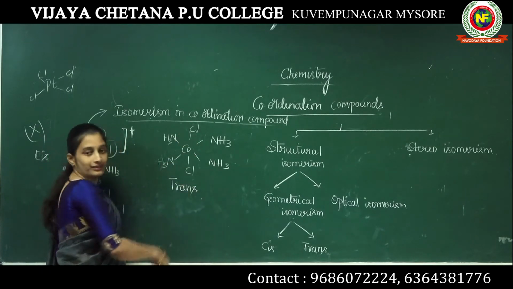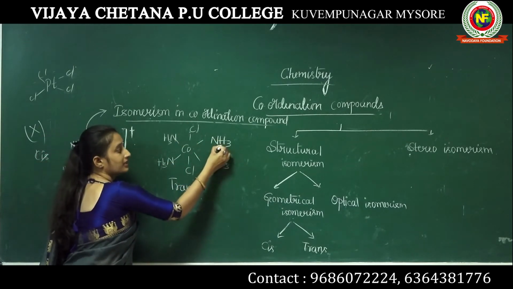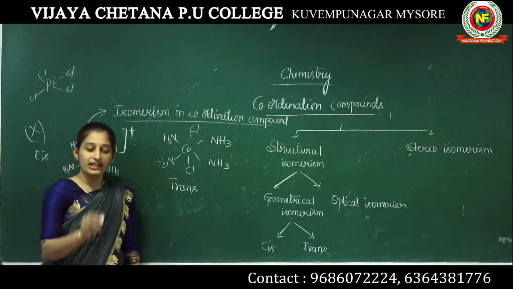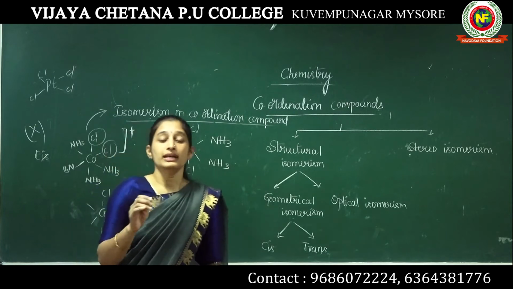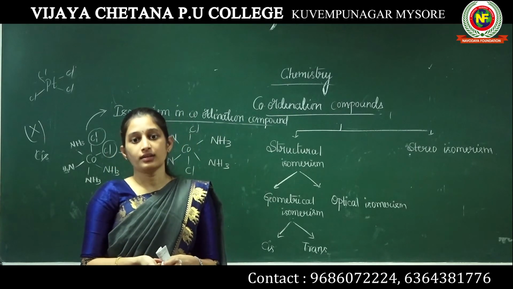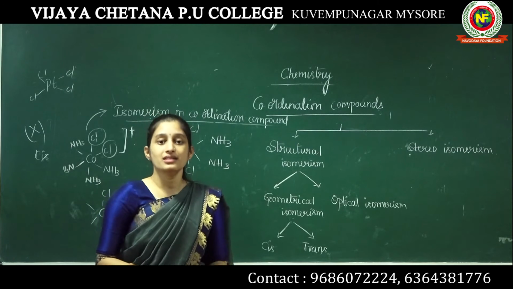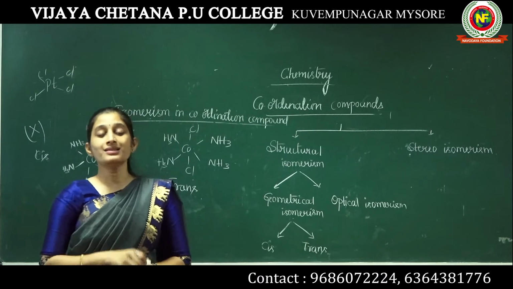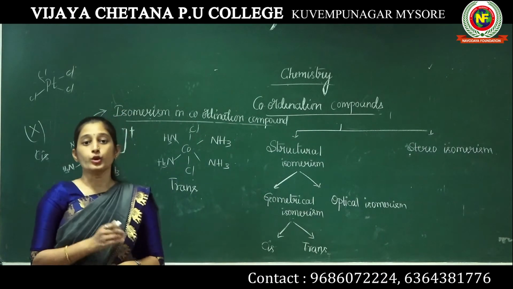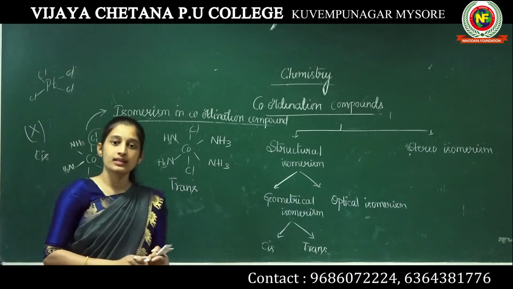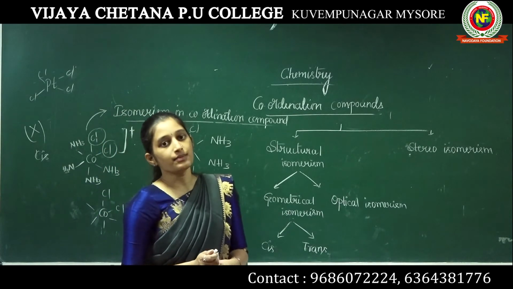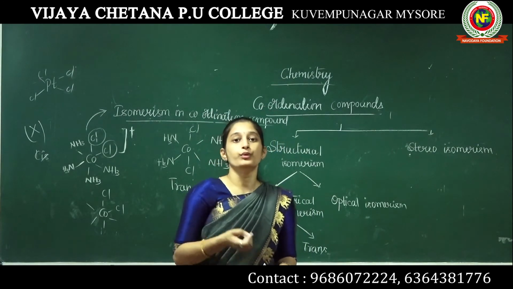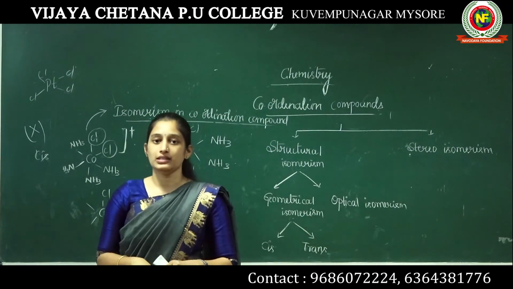Not only in this way, it may be like this. Here the chlorine can be anywhere. Any group, they may be opposite, or else they are not at all adjacent. Such type of isomer we call as trans form. Geometrical isomerism has two forms, one is cis and another is trans. Cis means both groups should be adjacent to each other. Trans means both groups should be opposite to each other.